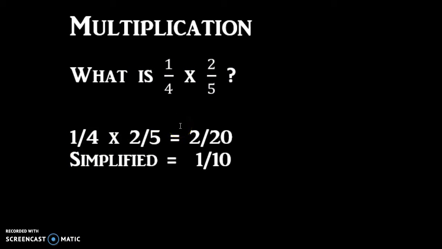It's actually pretty simple. You just multiply the denominator by the other denominator, and the numerator by the other numerator. So 4 times 5 is 20, and 1 times 2 is 2. So that would be 2/20, and 2/20 simplified is 1/10.